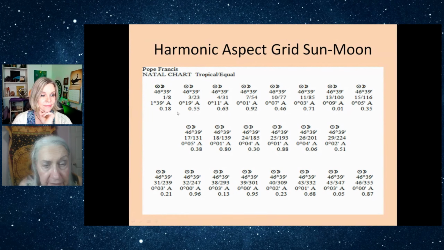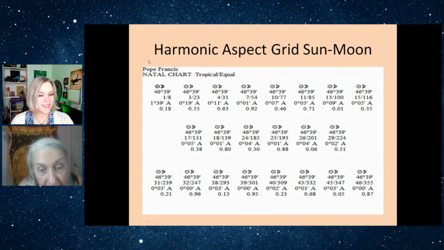So as you go through these, see this bottom number? That's decimal, but if you multiply it by 100, it's also the percentage. It shows how exact each aspect is. And the bigger the number, the more exact the aspect is. Those numbers go between 0 and 1.00. If it's 1.00, it means it's exact.